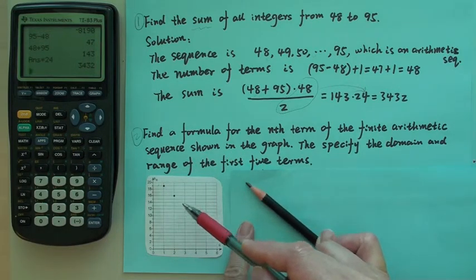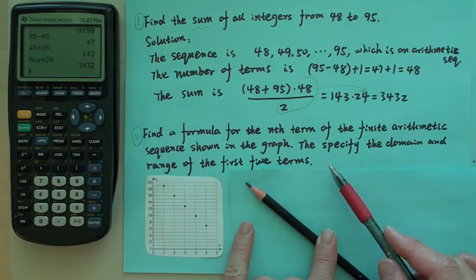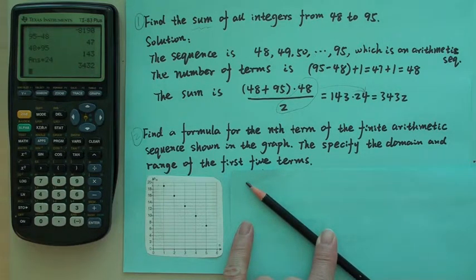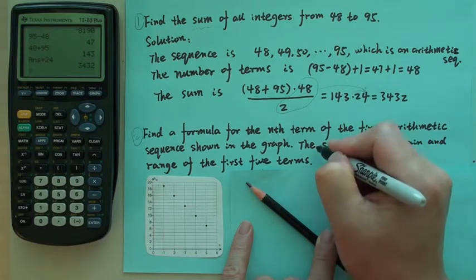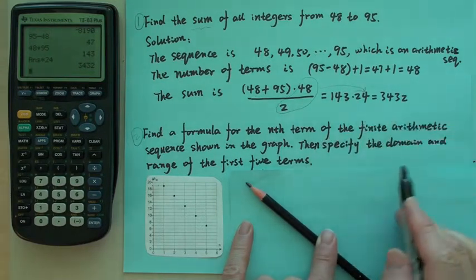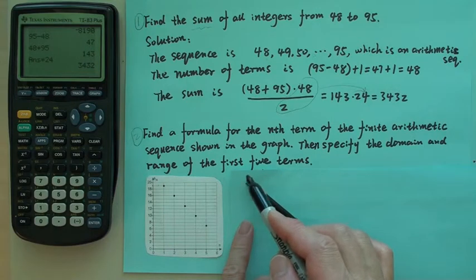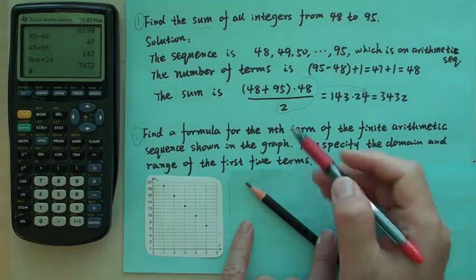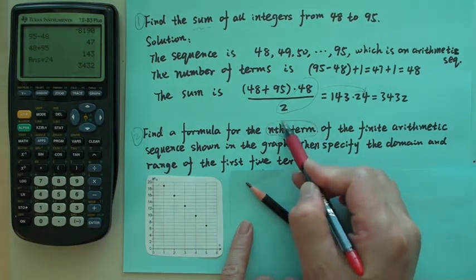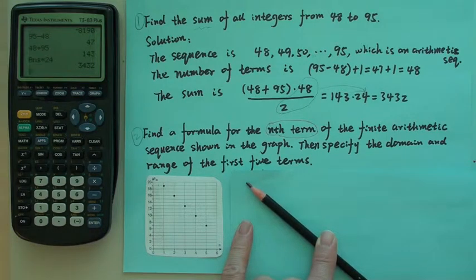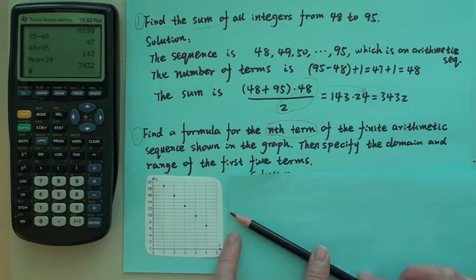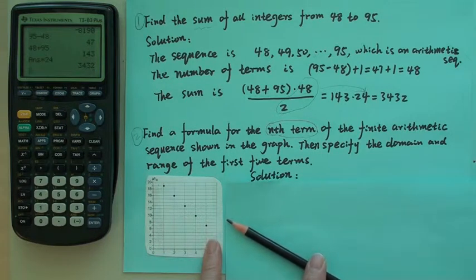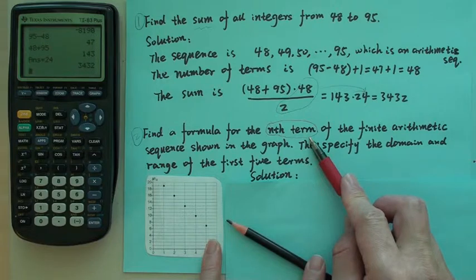You see, this is like a decreasing sequence. And then, specify the domain and range of the first 5 terms. All right, here we want the formula for the nth term. That's the thing we want to do. And then you have to remember the formula you have to use. What's the formula for the nth term?